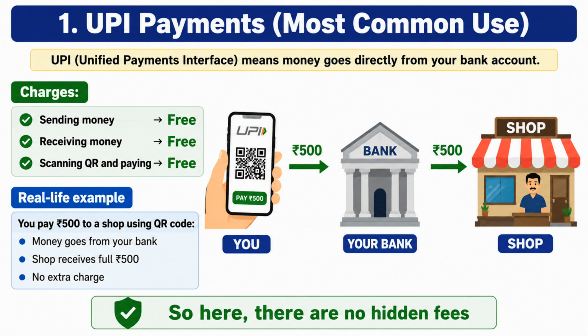First one, UPI payments, the most common use. What is UPI? UPI stands for Unified Payments Interface. UPI allows money to move directly from one bank account to another bank account. Charges for UPI payments: sending money is free, receiving money is free, scanning a QR code and paying is free.